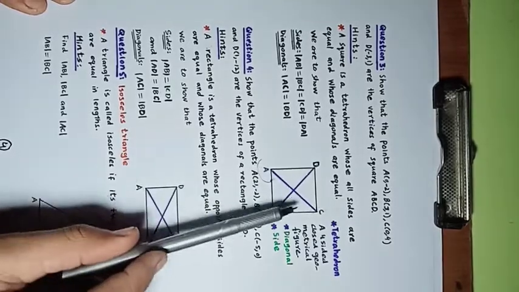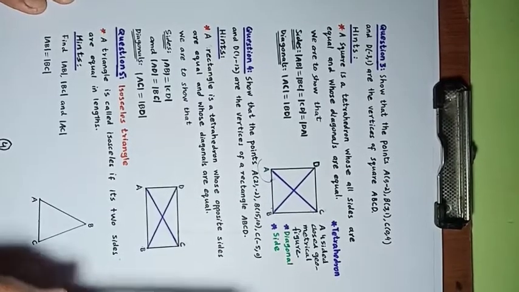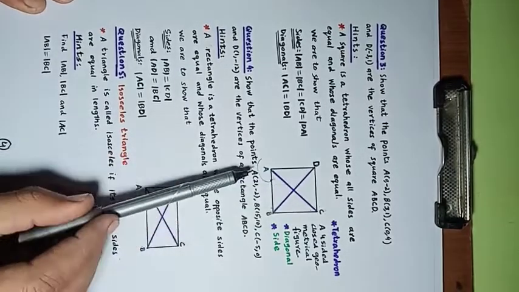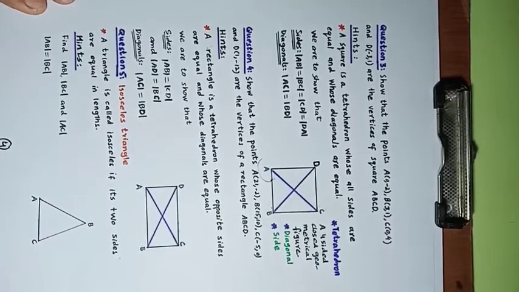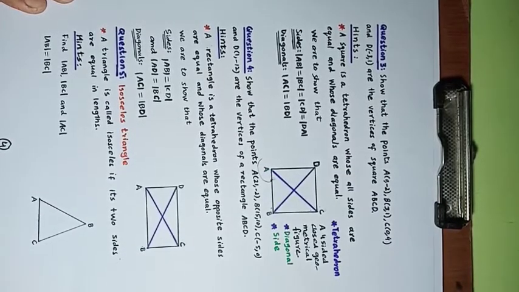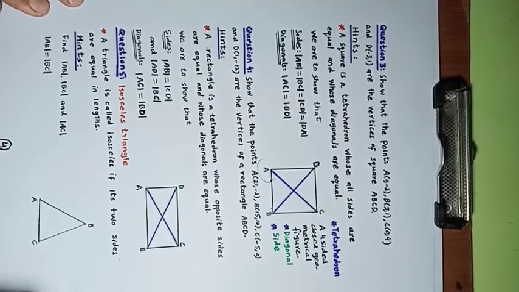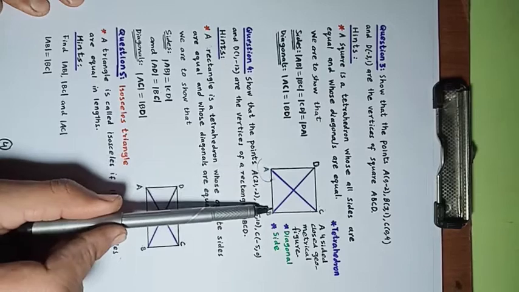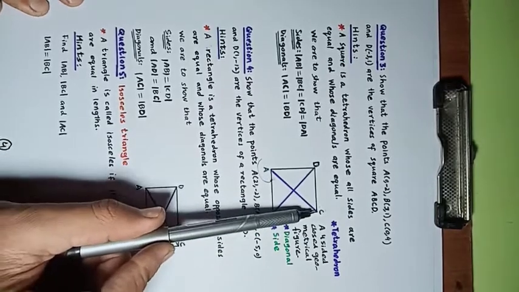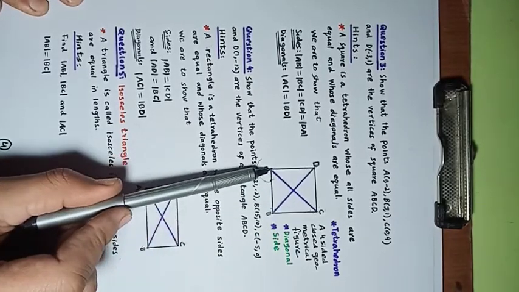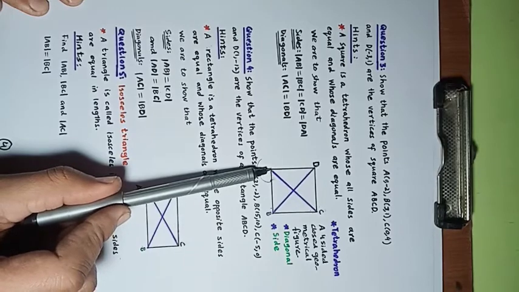So if we show that in a tetrahedron, a 4-sided closed geometrical figure, all the sides are equal in length and the diagonals are equal in length, then the tetrahedron would be called a square. So for this we have to show that distance AB is equal to distance BC is equal to distance CD is equal to distance AD or DA.